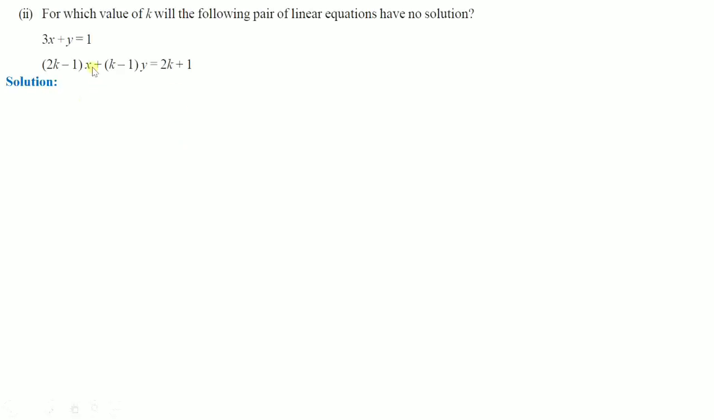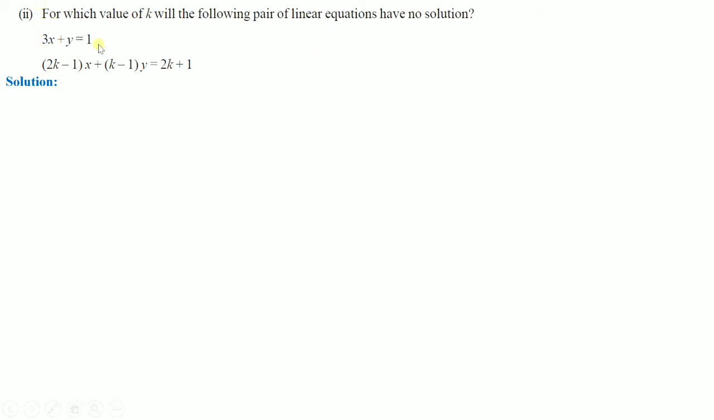We move to next question. The question is, for which value of k will the following pair of linear equations have no solutions? Now the condition in the previous question was infinite solutions. Now here the condition is for no solutions. No solutions means a1 upon a2 is equal to b1 upon b2 but not equal to c1 upon c2.